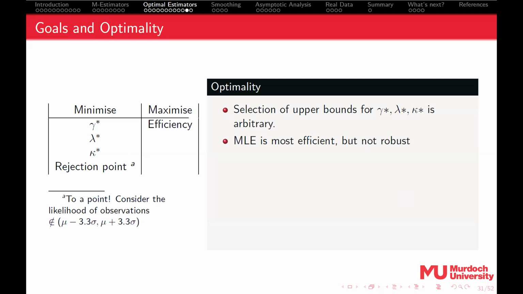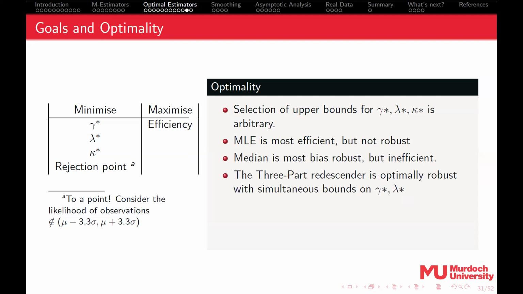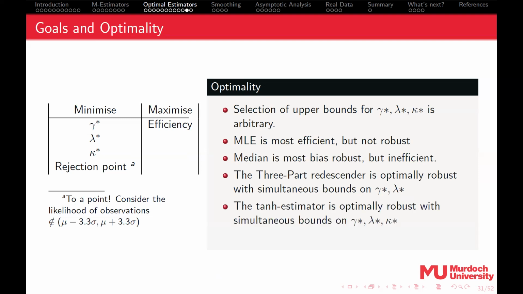Maximum likelihood estimates are the most efficient, but they're not robust. The median is the most robust, biased robust, but it is inefficient. And the hyperbolic tangent is optimal when we consider variance and the change of variance sensitivity.